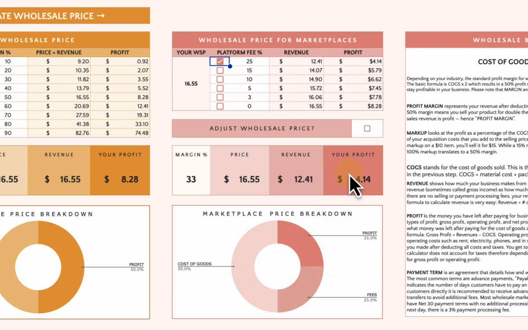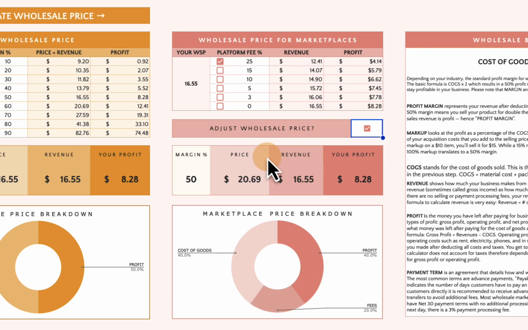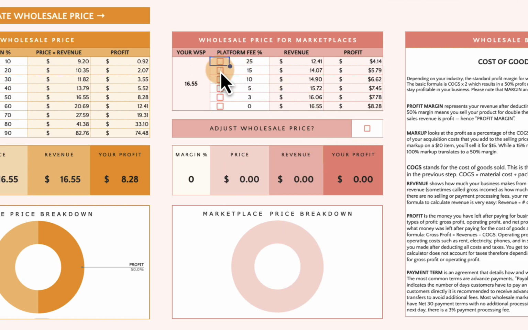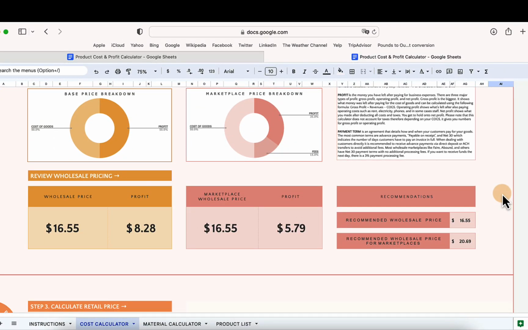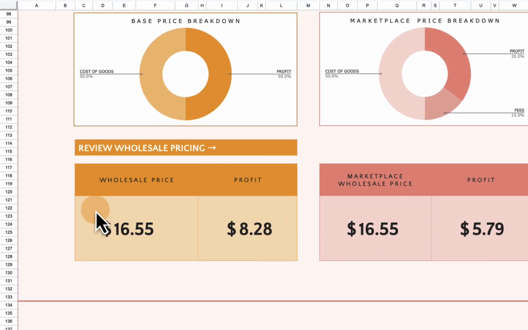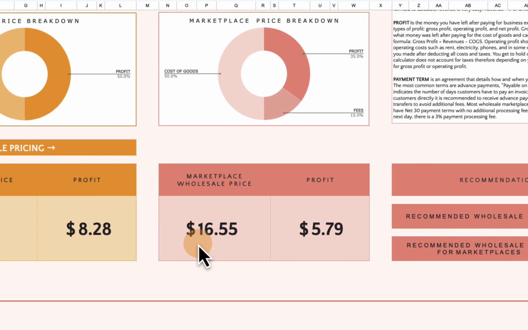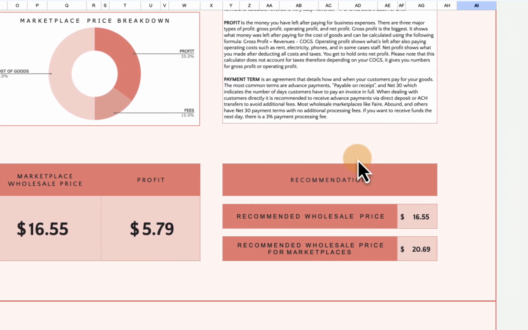You have an option to adjust wholesale price. If you select this checkbox, the price will automatically adjust in a way to maintain the same revenue, the same profit, and the same profit margin like your base wholesale price. Now you can play around with commission numbers and see how you need to adjust your wholesale pricing for different marketplaces. You can review your numbers in the review section, your base wholesale price and profit, your price and profit for marketplaces, and I've included recommended prices if you're new to wholesale and don't know where to start.